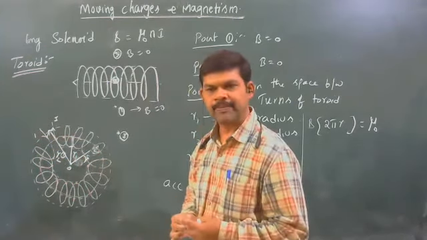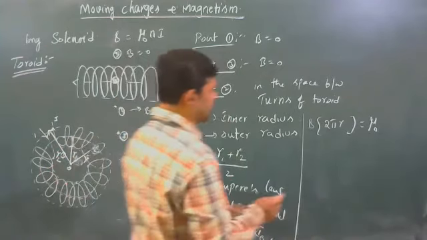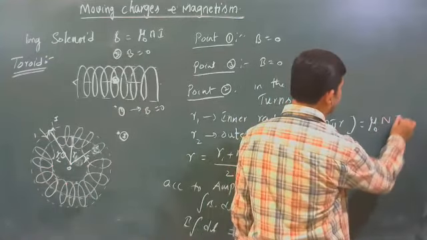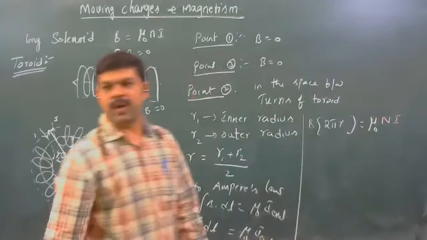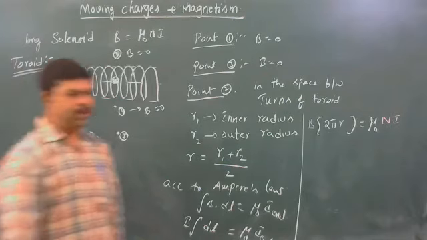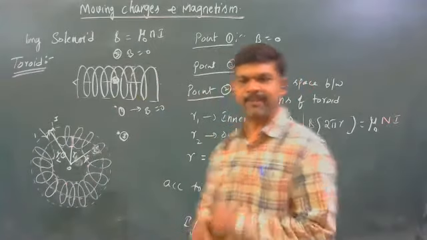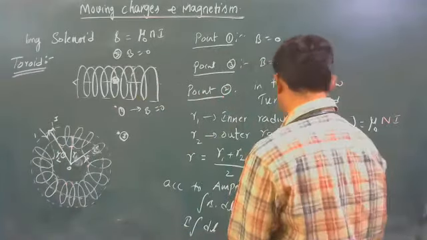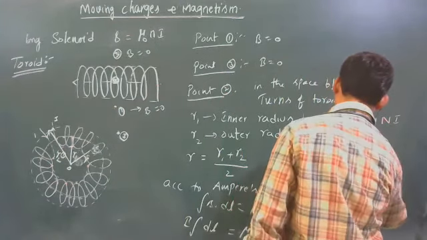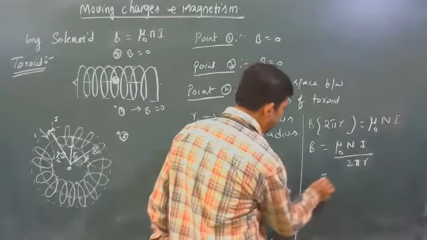Yes or no? Let there be some N number of turns. Mu naught times N number of turns, and in each turn the current is I. We can write mu naught N I, N turns enclosed in the loop in which current is entering. Then B is equal to what here? B is mu naught N I by 2 pi r.